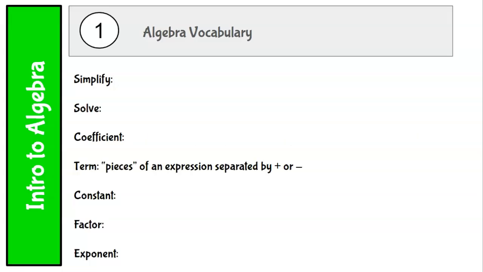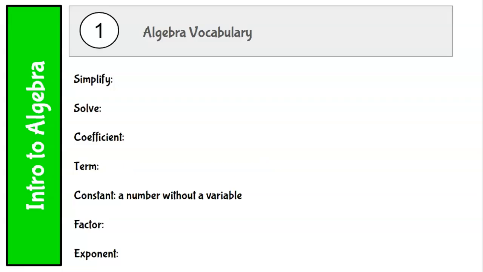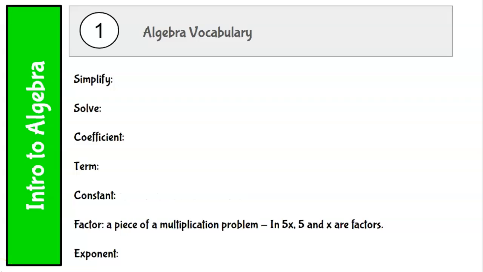Terms are the pieces of an expression which are separated by plus or minus, and we'll talk more about that in a minute. Constant is a number without a variable. Factor is a piece of a multiplication problem. So in 5x, 5 and x are factors. 5 is also known as the coefficient.